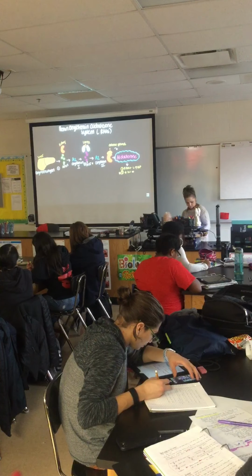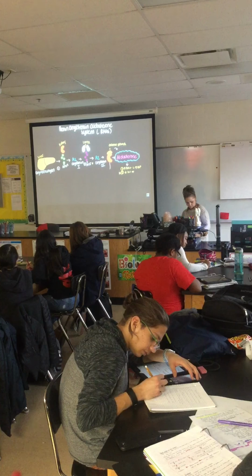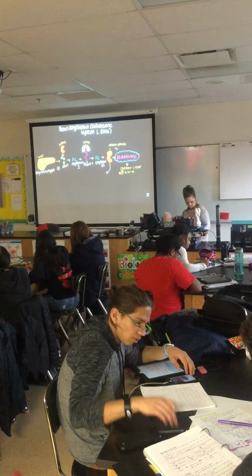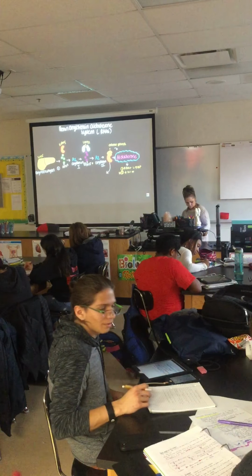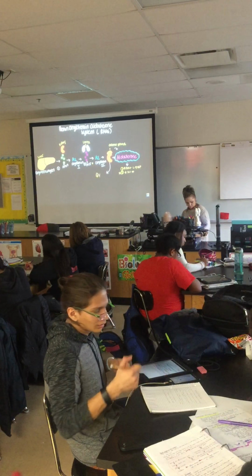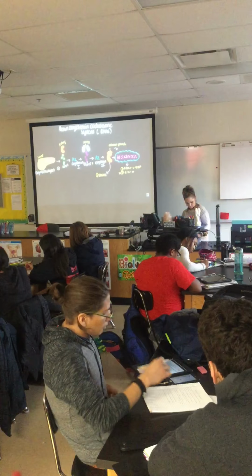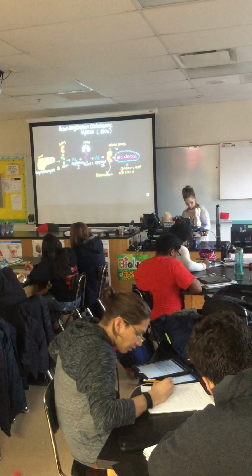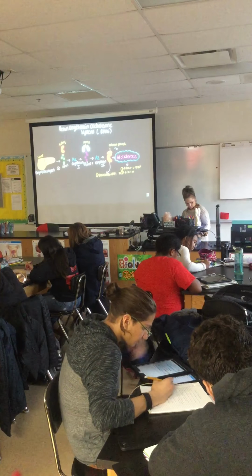Now remember I said that angiotensin 2 also works at the level of the kidneys? Well, it does. It actually is going to cause vasoconstriction in the arterioles.